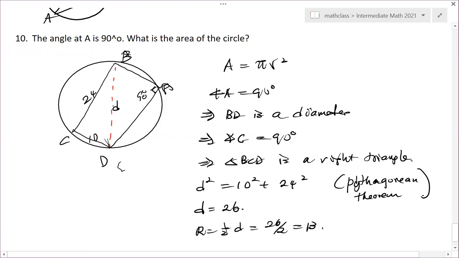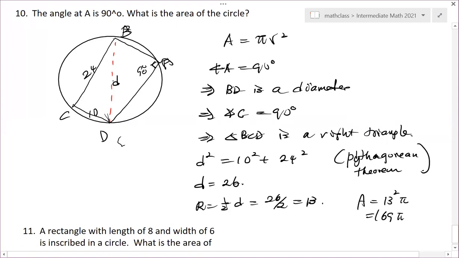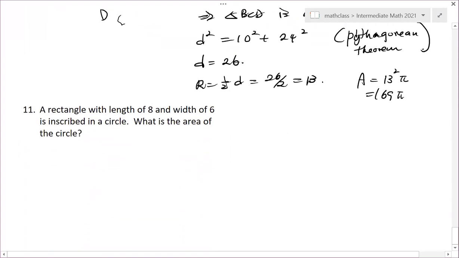13 is going to be the radius. So the area is going to be 13 squared pi. That's 169 pi. Okay, yeah. All right, let's finish this last problem, the last minute.